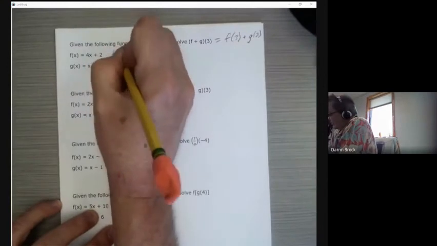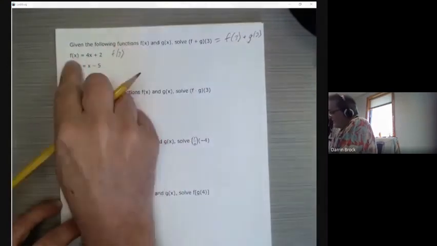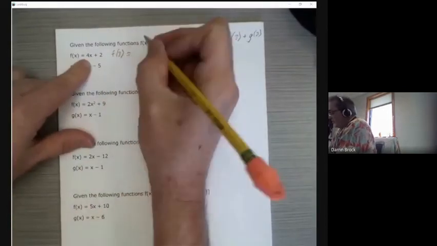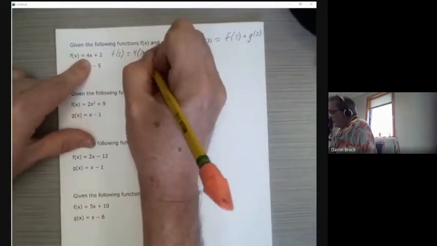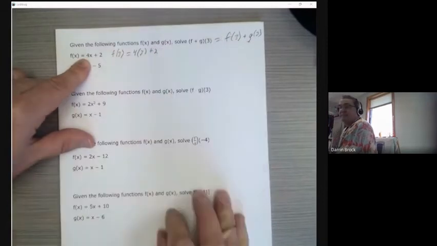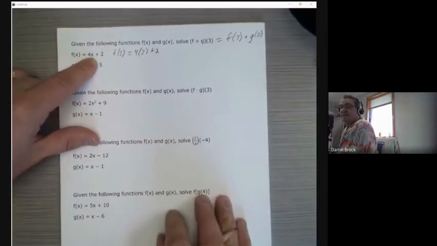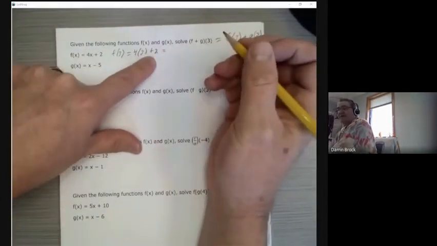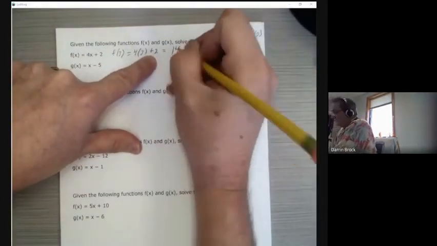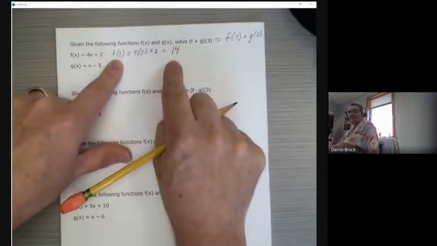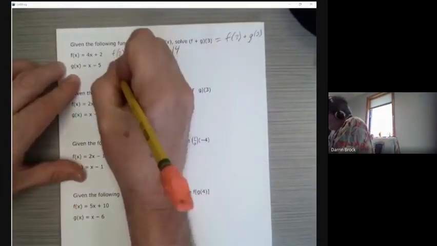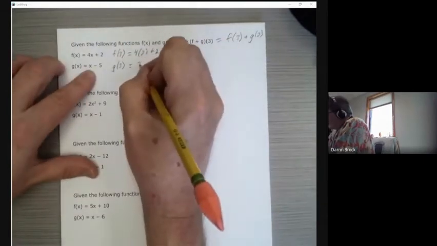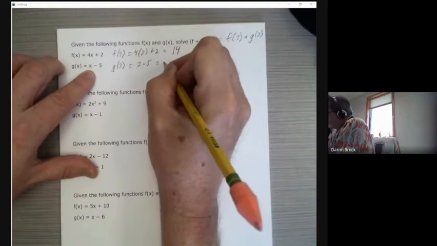So f of 3, instead of x, wherever there's an x, we're putting in a 3 now. 4 times 3 plus 2. We're finding f of 3, not f of x. So 4 times 3 is 12 plus 2. So f of 3 equals 14. How about g of 3? We've got to find g of 3 equals 3 minus 5. That's negative 2.